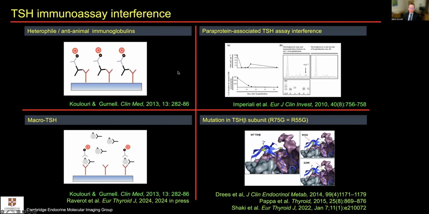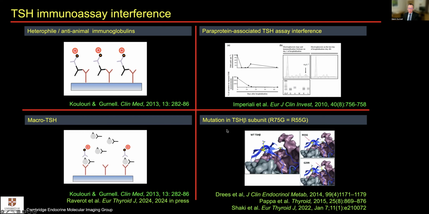Again, when we look for problems with the TSH assay, we need to keep in mind the presence of potential heterophile or anti-animal immunoglobulins, and the possibility of macro TSH. Other phenomena have also been reported, such as the presence of paraproteins interfering with the TSH assay. A patient here who on hospital admission had a detectable paraprotein with a markedly elevated TSH level, which then disappeared as the paraprotein disappeared.